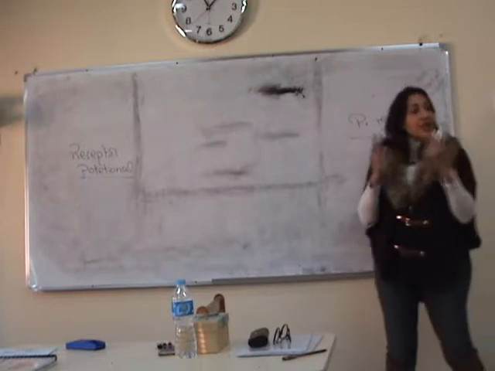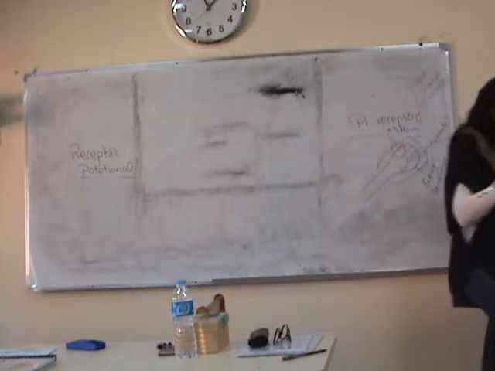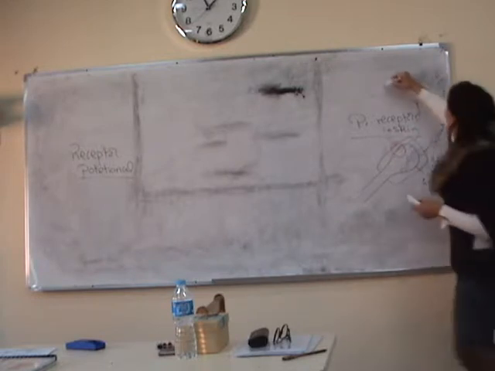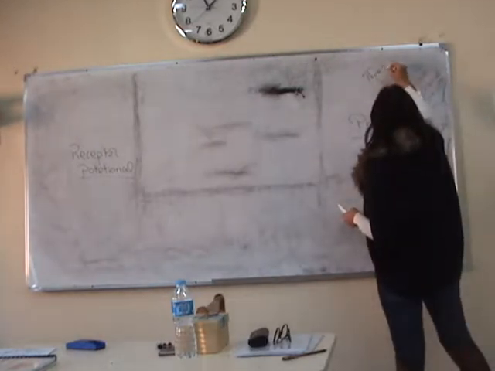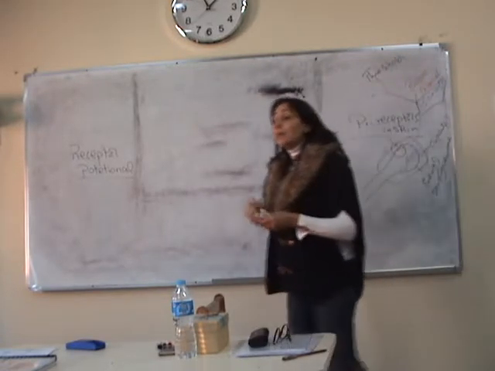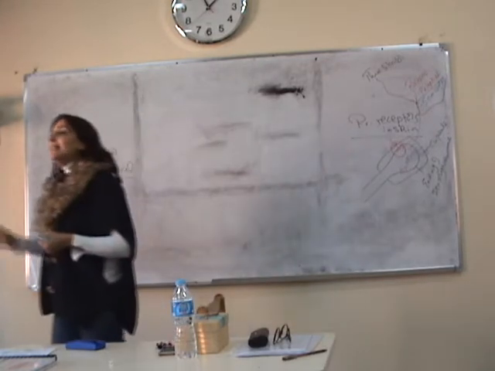Because when the voltage-gated sodium channels open, the influx of sodium ions will change the electric potential difference to positive 40. So this is an action potential. This negative 50 millivolts is what we call the threshold potential. So the threshold potential is the minimum value of receptor potential that can initiate an action potential.